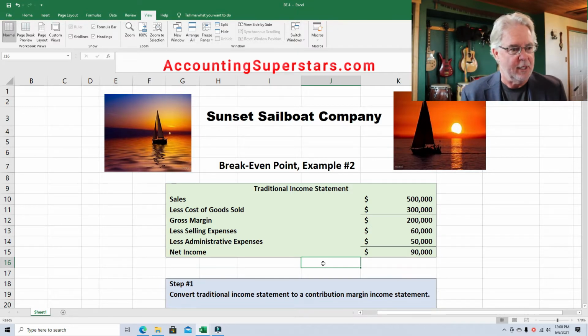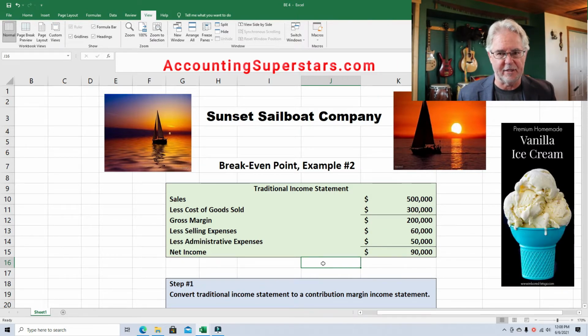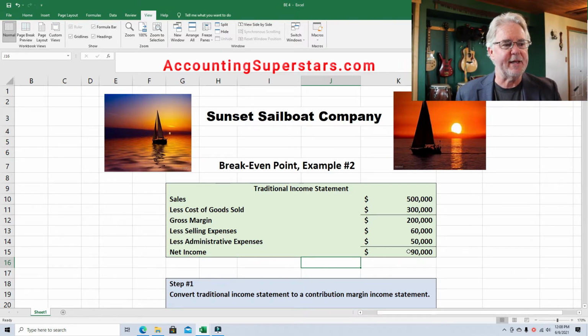Beautiful day too. So today's lesson is about the break-even point. We're going to do another example of the break-even point. Really easy stuff. And this is the Sunset Sailboat Company. They manufacture sailboats. So what we have is a traditional income statement. It's an income statement that's vanilla flavored. It looks exactly like you might see in financial statements. And by the way, I made up the break-even point example number 1, and I'm using the exact same numbers, but we're going to use them in a little different way.